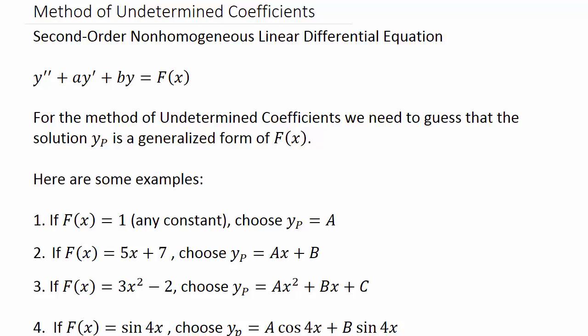Alright, so if we have a second order non-homogeneous linear differential equation in this form, y double prime plus ay prime plus by equals f of x, then for undetermined coefficients we need to guess at a solution y sub p. Based on what f of x is, that's how you're going to choose the y sub p.